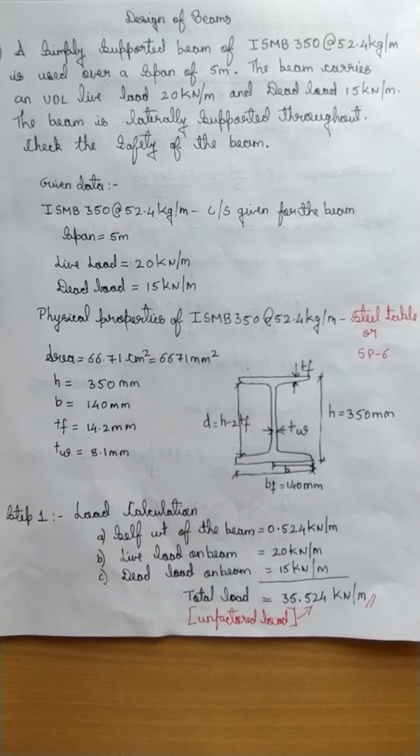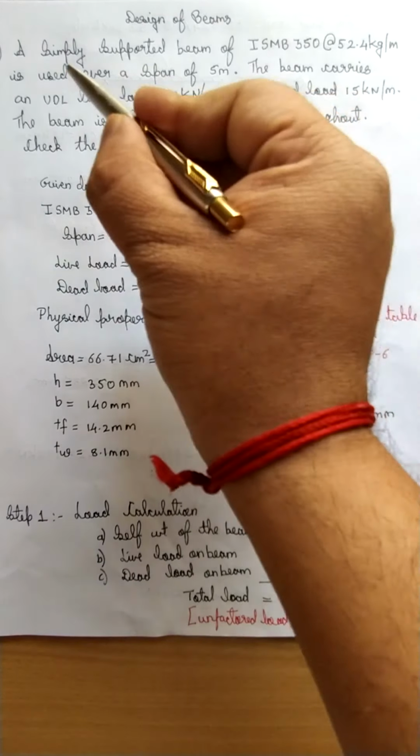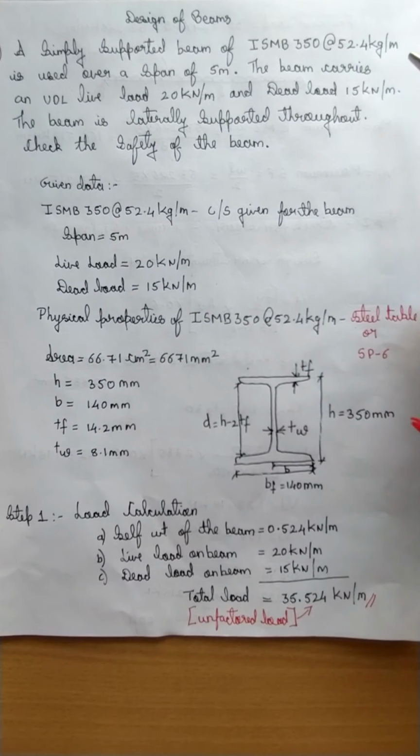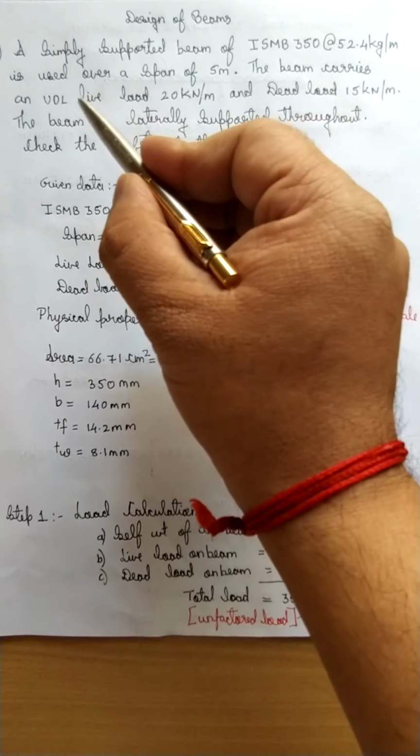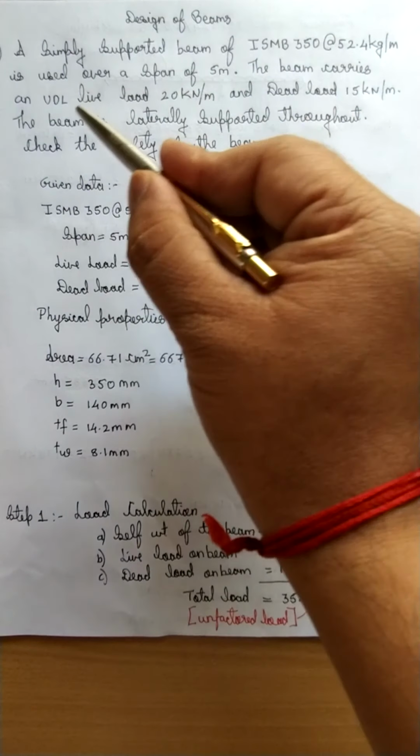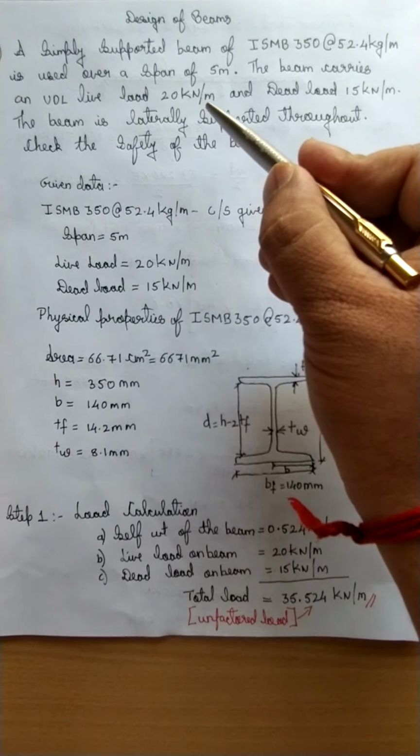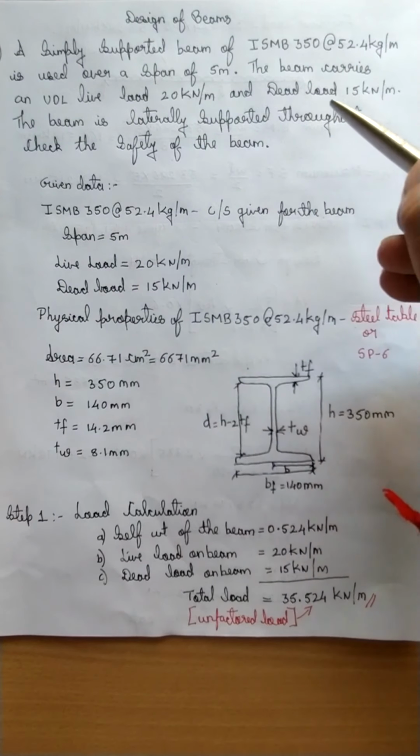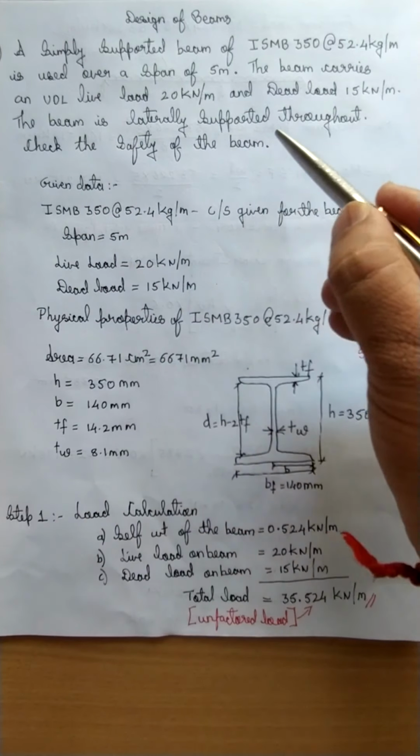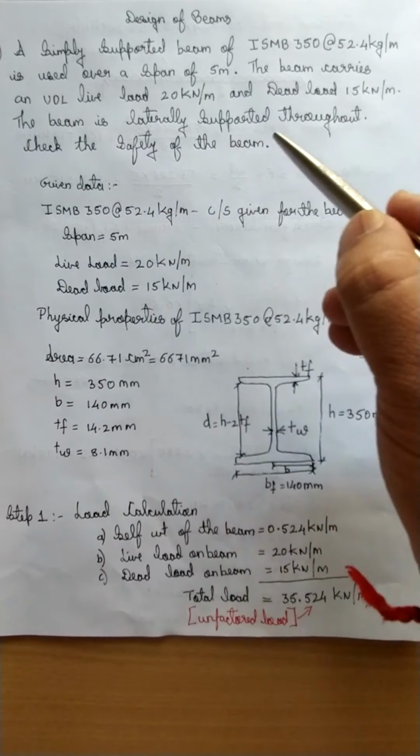So I will read out the numerical once again. A simply supported beam of ISMB 350 at 54.4 kg per meter is used over a span of 5 meters. The beam carries a UDL live load of 20 kN per meter and dead load of 15 kN per meter. The beam is laterally supported throughout. Check for the safety of the beam.